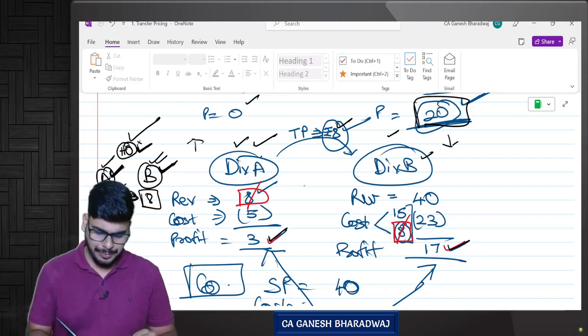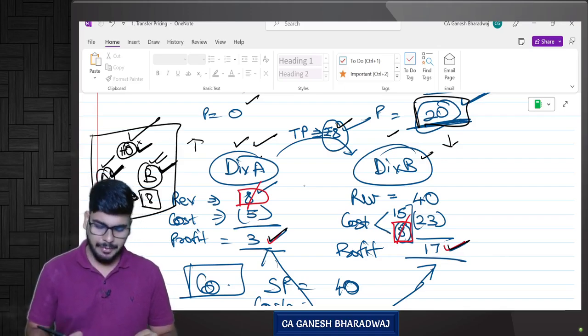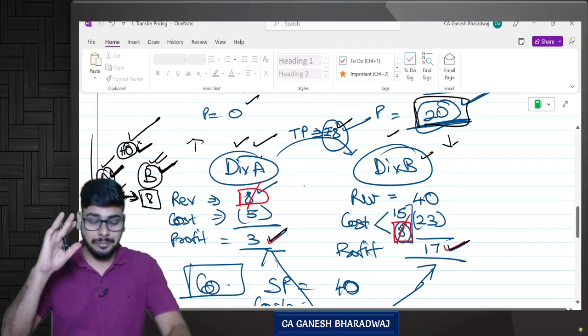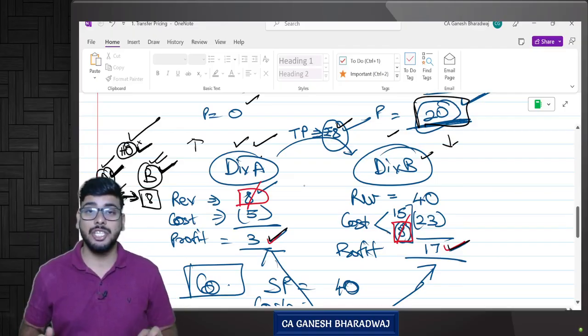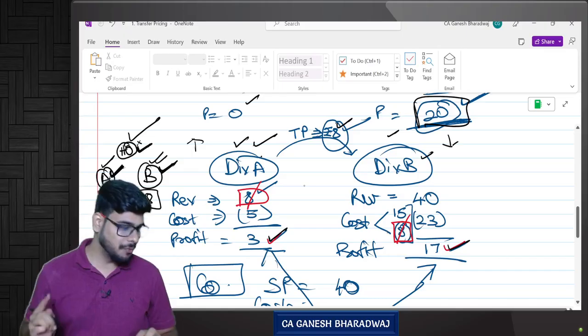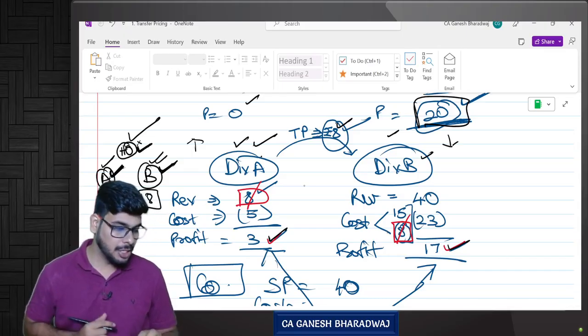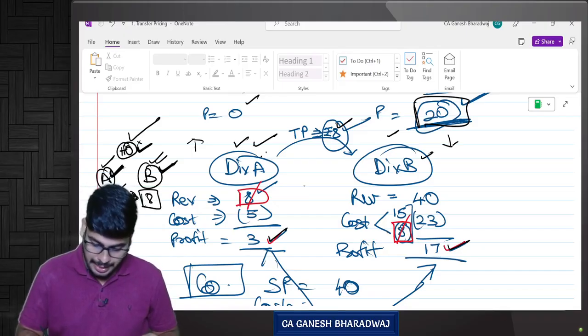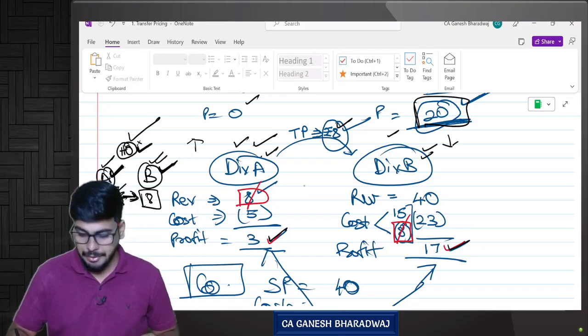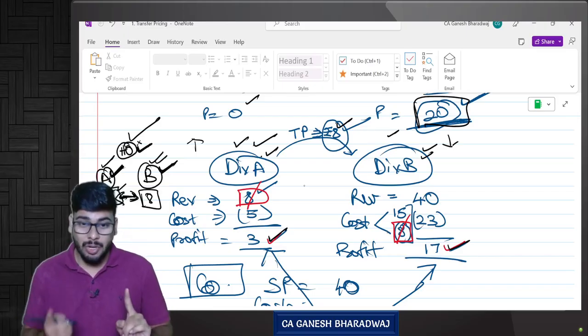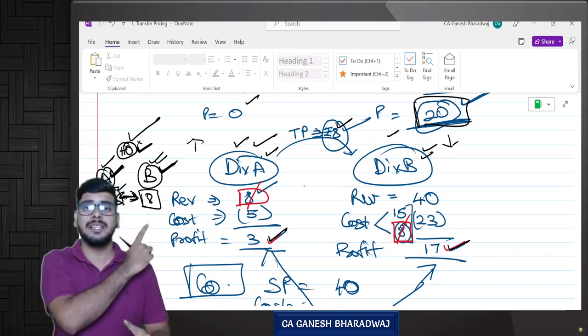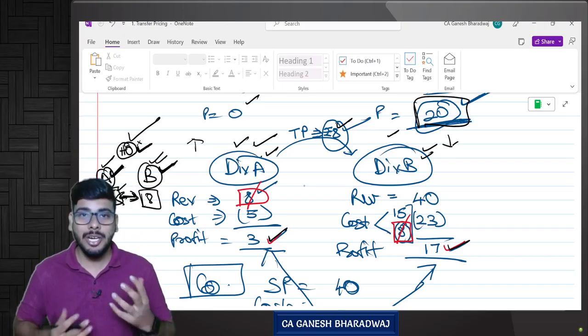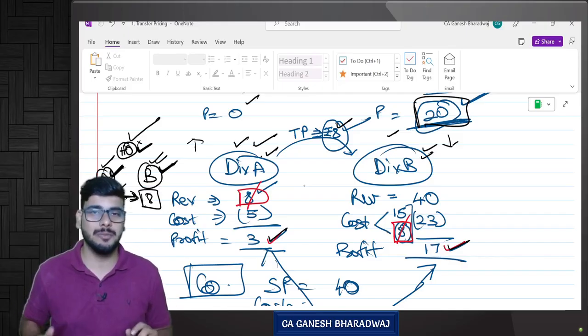Now, we just saw that transfer price can function only in a decentralized form of organization, correct? And one more thing: division A was a cost center, division B was a profit center. So I have to convert all my centers into profit centers. Only then will this concept of transfer pricing work out.